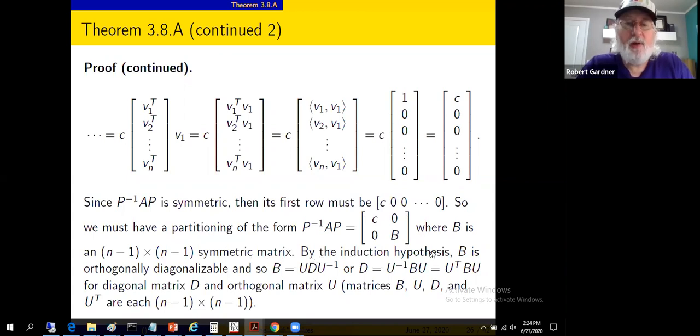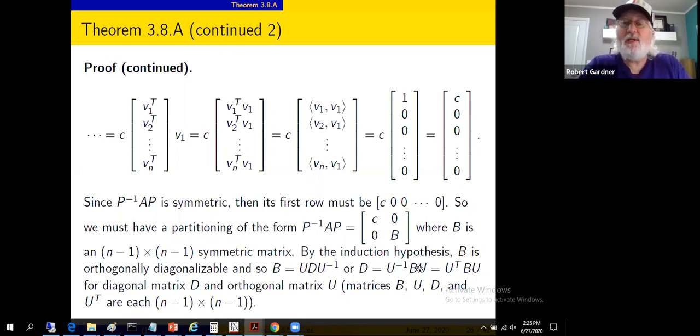Well, by the induction hypothesis, we assume that all n minus 1 by n minus 1 symmetric matrices were orthogonally diagonalizable. So matrix B can be written as U D U inverse, where U is an orthogonal matrix and D is a diagonal matrix. Since U is an orthogonal matrix, we could also write that as a transpose, if you like. You can solve this equation for D. To get D equals, move the U and U inverse to the other side, and you get D equals U inverse B U. Keep that in mind, that we're going to use here in a little while.